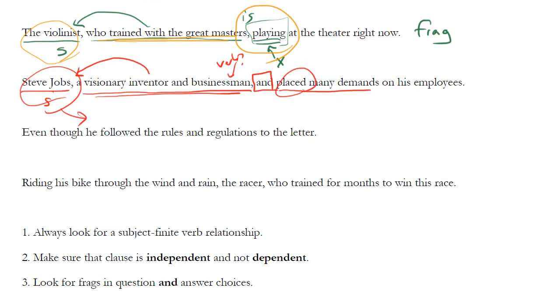Even though he followed the rules and regulations to the letter. So here we have a subordinating conjunction, or a subordinate clause. And yeah, it has a subject and a verb relationship, but it's a dependent clause. We need, in theory, to complete the sentence with something else. So, even though he followed the rules and regulations to the letter, Bob still got in trouble, period, right? So that Bob still got in trouble is the independent clause on which this subordinate clause depends.